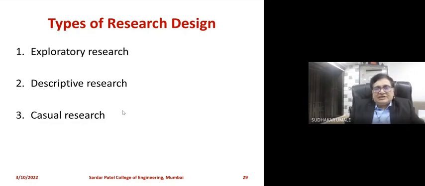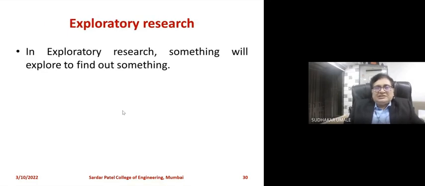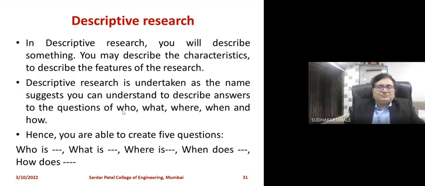Types of research designs, already I have explained: exploratory research, descriptive research, causal research. These are the three types of research designs. So I will introduce in short exploratory research. What exactly is exploratory research? Something will be explored to find out something. So you are exploring your knowledge to get something. That is one way of defining exploratory research. So what is descriptive research? In descriptive research, you will describe something. You are describing something. In what way?